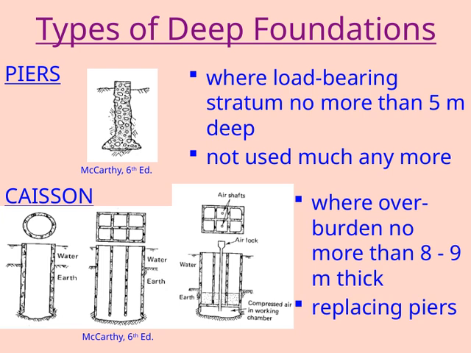First, we have those used where the load-bearing stratum is no more than 5 meters deep. These are typically simpler and less costly options, but they are not used as much anymore because of the availability of more advanced methods. One common type in this category is the piers, which are essentially deep, column-like structures that transfer loads to the underlying soil or rock. Next, we have caissons. These are larger, watertight retaining structures that are sunk into the ground and filled with concrete. They are often used when the load-bearing layer is a bit deeper or when more stability is needed. According to McCarthy's 6th edition, caissons are a reliable choice for certain conditions.